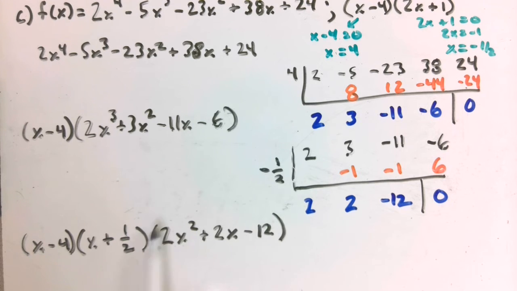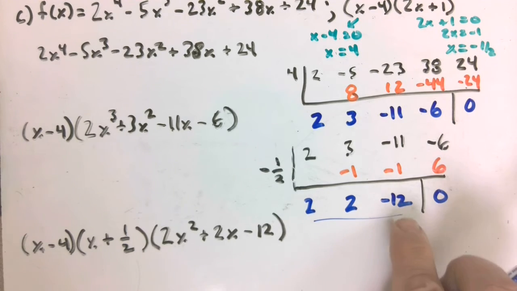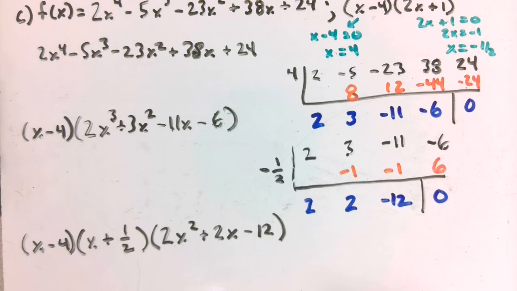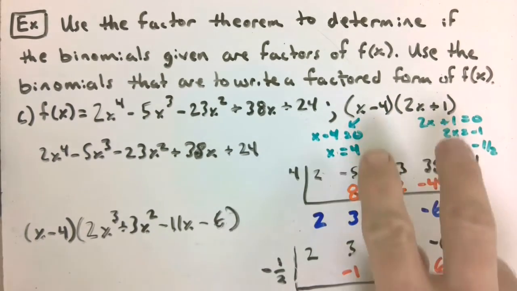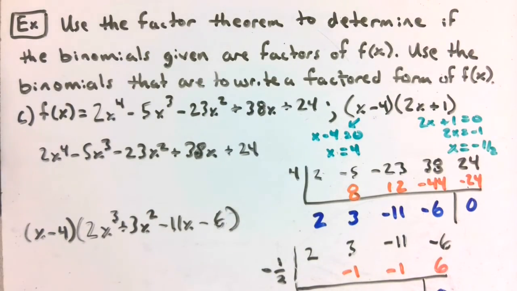One of them is an x plus 1/2, and then the other is from the depressed polynomial, which was a 2 and a 2 and a negative 12, which gave us 2x squared plus 2x minus 12. We are supposed to start with, in the directions, determine if those are factors or not, and they both are.